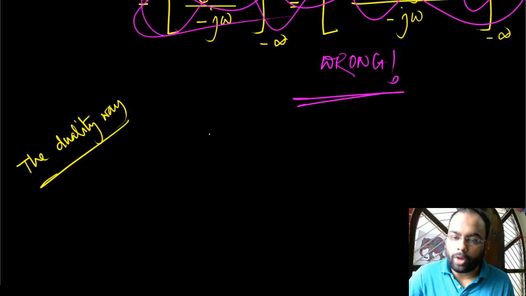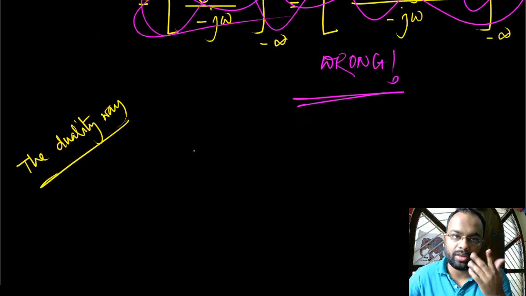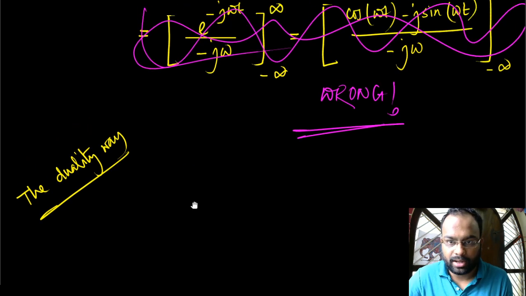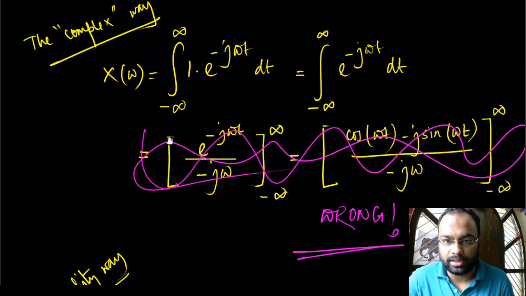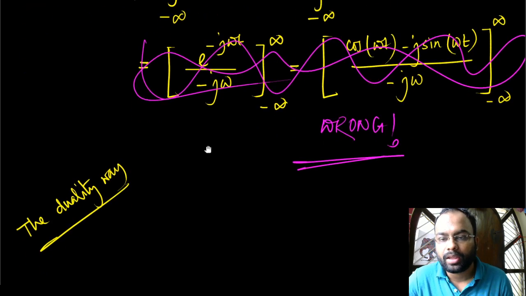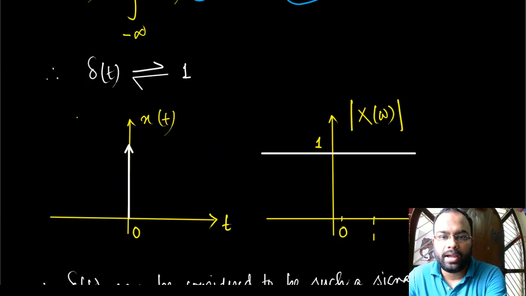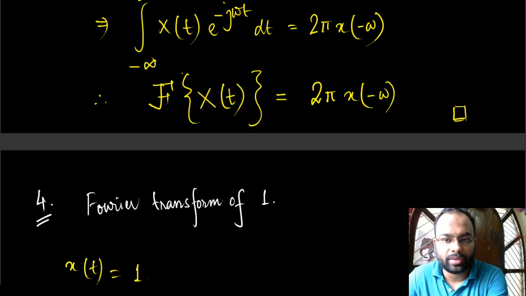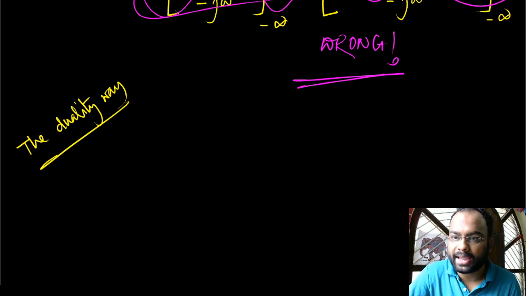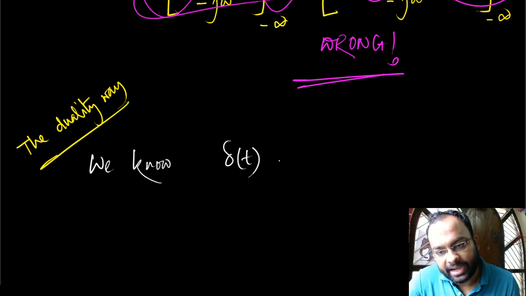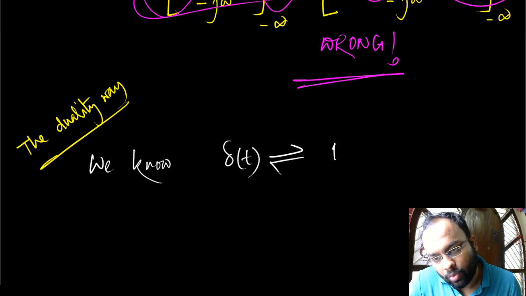So our objective is again to calculate the Fourier transform of 1. But I cannot really do that from our initial expression here. But a few moments ago, I have done a very important job. I have calculated the Fourier transform of delta t, which resulted in 1. So I know I can write this now. We know that the Fourier transform of delta t is equal to 1.